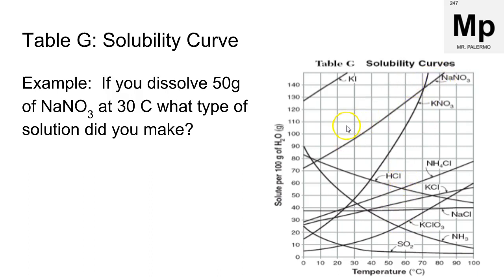I always start with temperature, so 30 degrees Celsius. And I'm going to go up to my line. So I could dissolve about, let's say, 95 or 96 grams of NaNO3 in 100 grams of water. That would be saturated. If I'm only putting 50 grams, so again at 30 degrees Celsius, 50 grams is here, it's well under the line. So if we're under the line, it's an unsaturated solution.